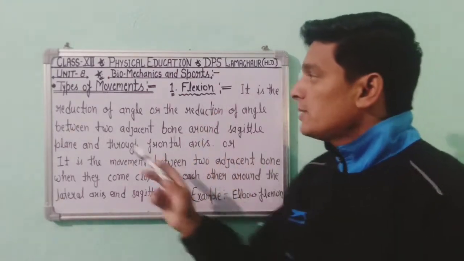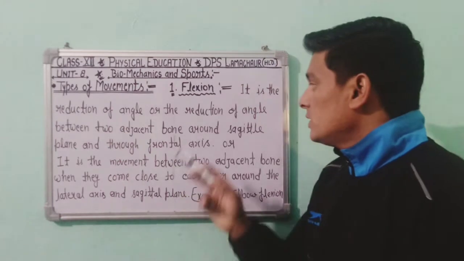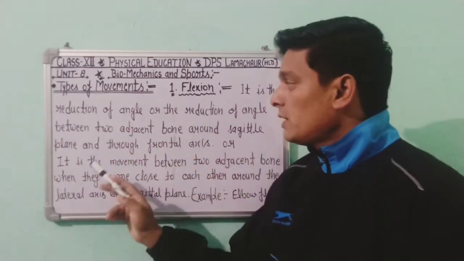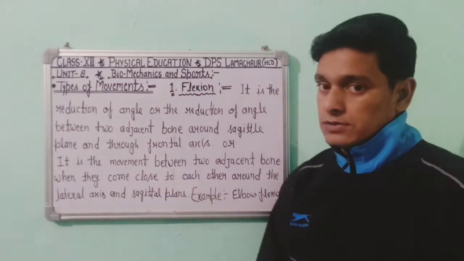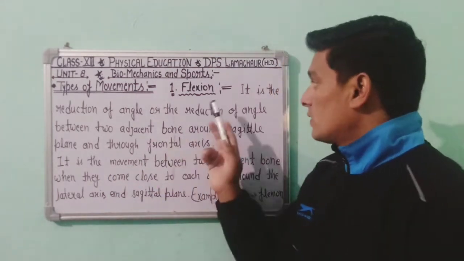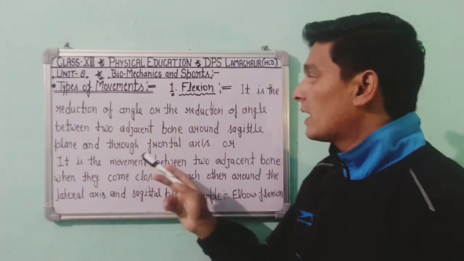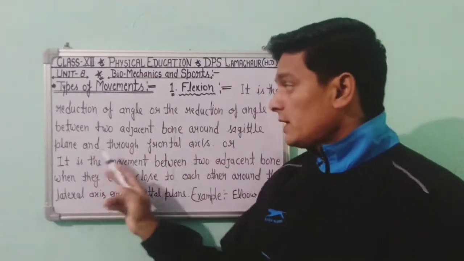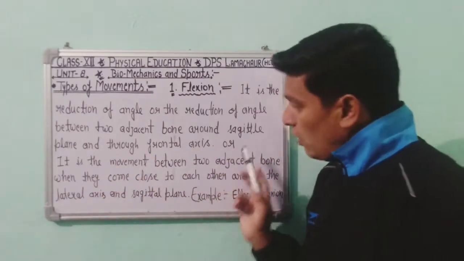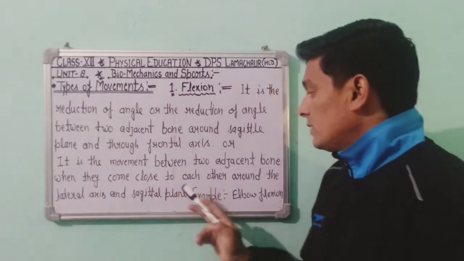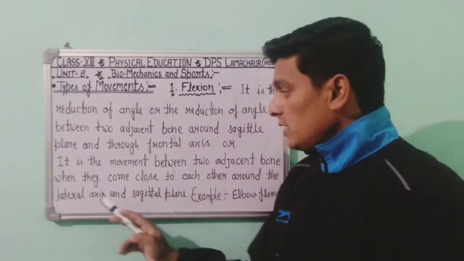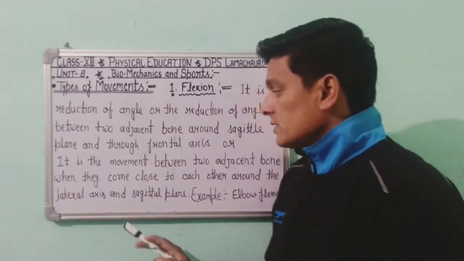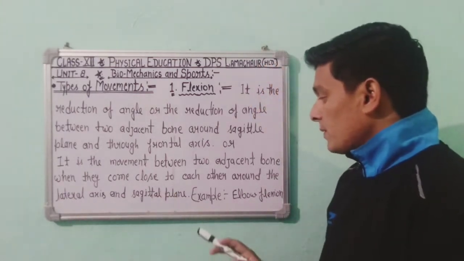Flexion is the reduction of angle between two adjacent bones around the sagittal plane and through the frontal axis. Understand it once again. What is flexion? It is the reduction of angle between two adjacent bones around the sagittal plane and through the frontal axis. Or we can say it is the movement between two adjacent bones when they come close to each other around the lateral axis and sagittal plane.